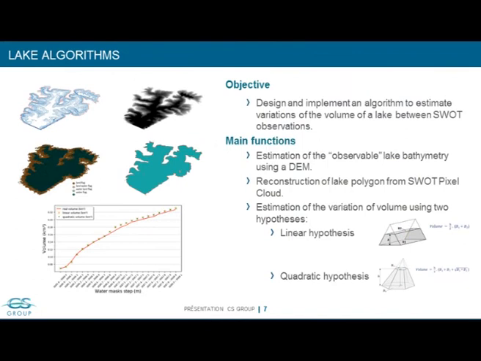The second activity focuses on lake algorithm. The objective is to design and implement an algorithm that estimates variations of the volume of a lake between SWOT observations. So there are three main functions. The first one is an estimation of the observable lake bathymetry using a DEM. Then a reconstruction of a lake polygon from SWOT pixel cloud is computed. And finally, the estimation of the variation of the volume is computed using two hypotheses. First, the linear hypothesis, and the second hypothesis is the quadratic hypothesis.